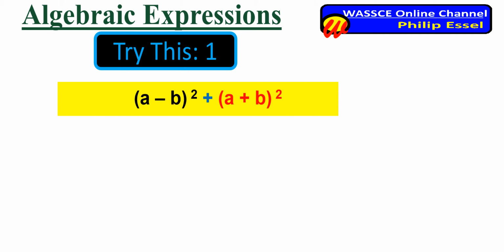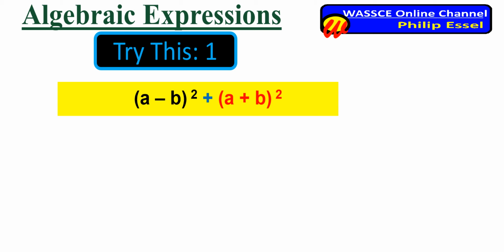Let's try this example. In this example, we have been given the perfect square (a minus b) squared plus another perfect square (a plus b) squared. We already know the trick we can use to expand the perfect square (a minus b) squared. So let's quickly do this first.